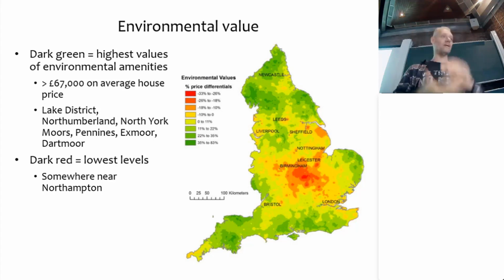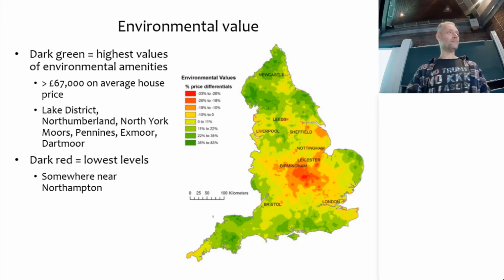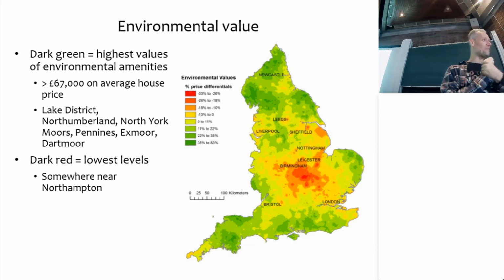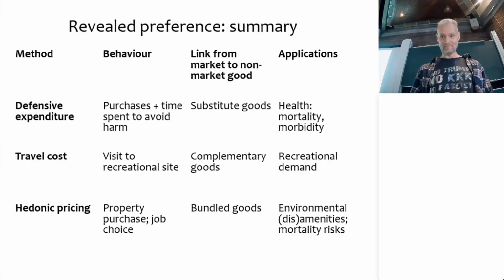So this is the industrial area between London and Birmingham and Leicester, right? And somewhere near Northampton is the worst place to be. There's nobody from Northampton here that I've just insulted. No. No surprises here, right? For anybody who knows anything about English geography, this is what you would expect.